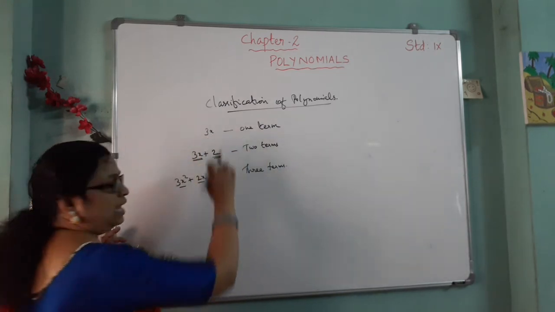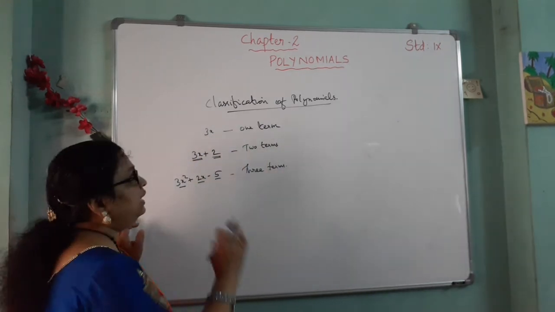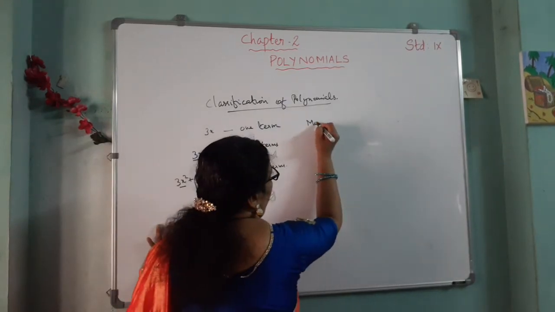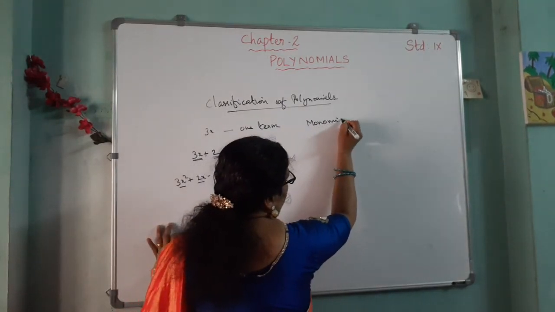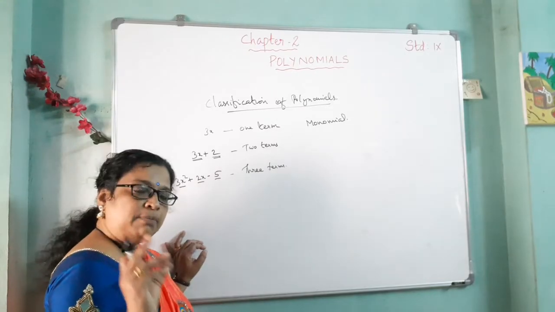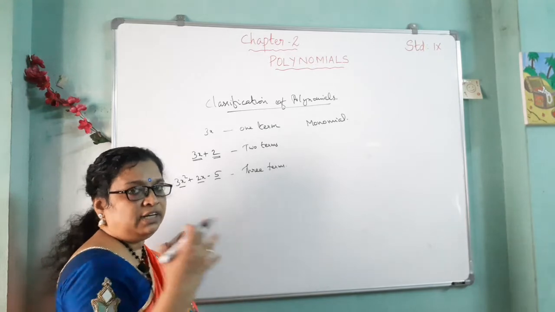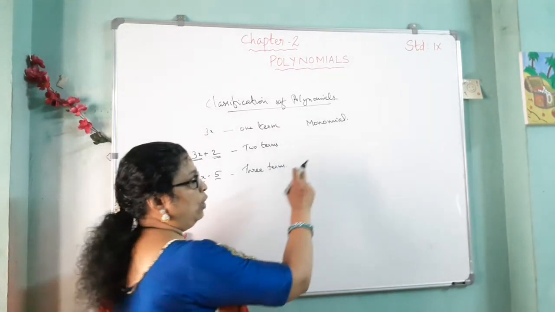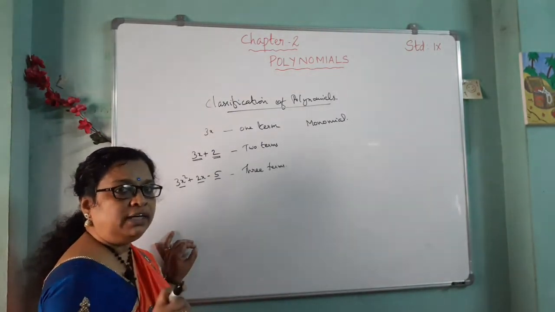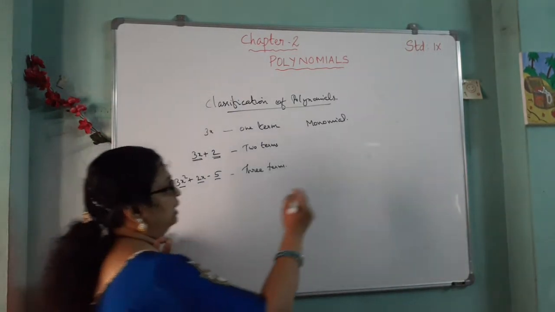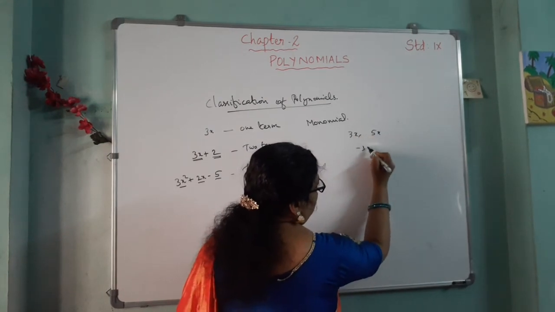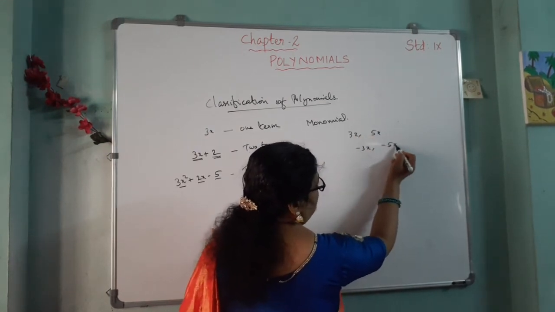So 3x has only one term. That type of polynomials are called monomial. Monomial. We know that mono means one. Mono act, that is a person is acting different characters. That is mono act. Here monomial means a polynomial with only one term is called monomial. That is 3x. Then 5x, minus 3x, minus 5x, then 5.